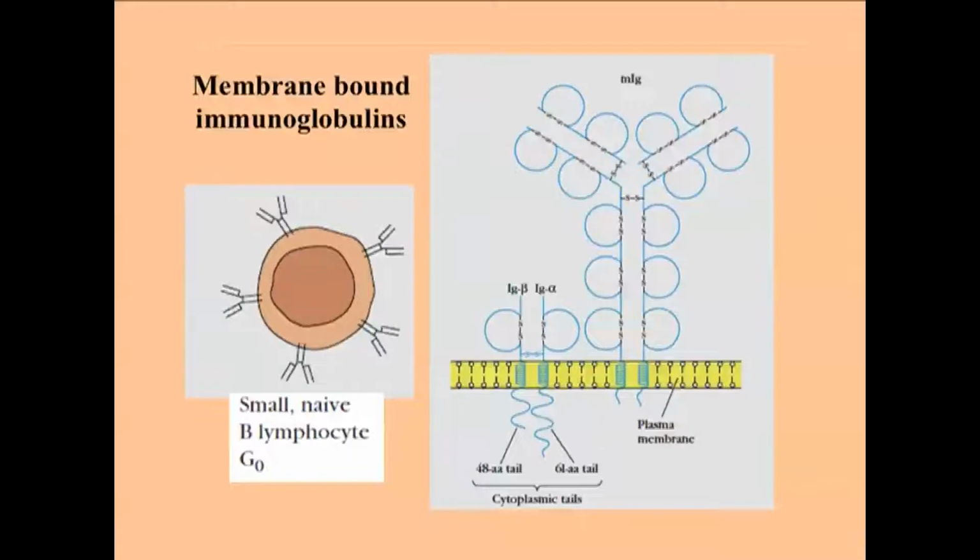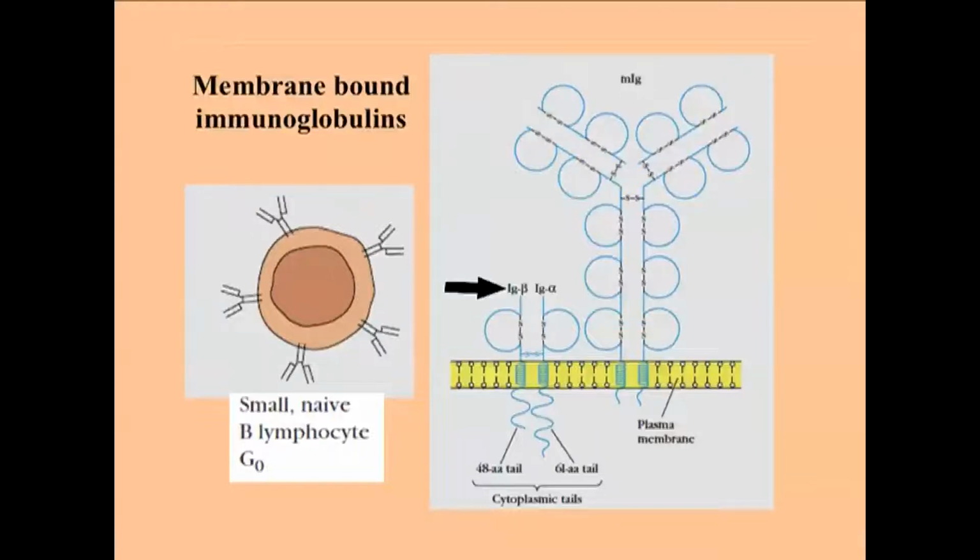Now, membrane bound immunoglobulins have a very short cytoplasmic tail, but we know that when the B cell receptor or the membrane bound immunoglobulin binds to an antigen, it sends a signal inside the cell, and then that B cell gets activated. But the cytoplasmic tail of membrane bound immunoglobulin is too short to transduce any signal. So, to transduce the signal, it needs help from 2 other proteins.